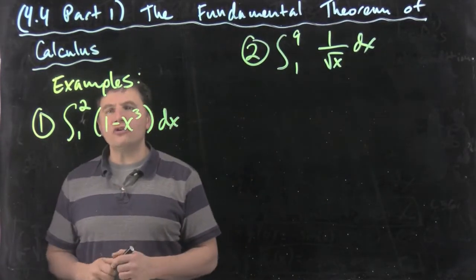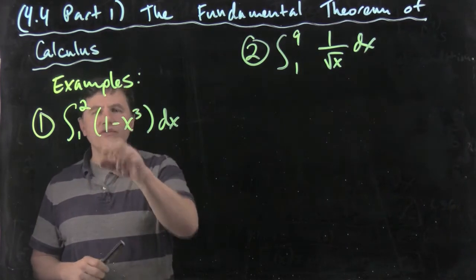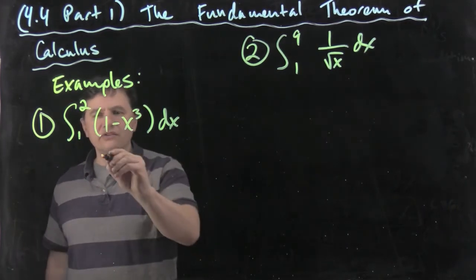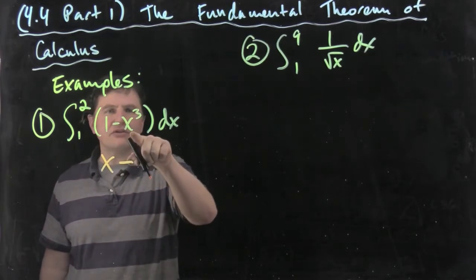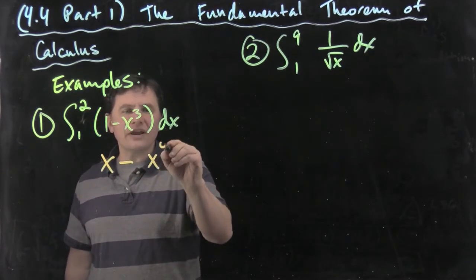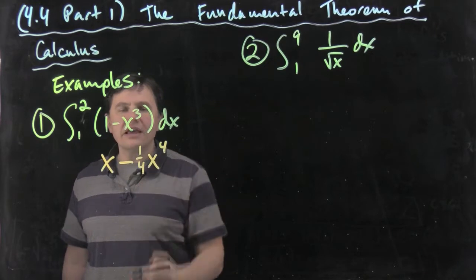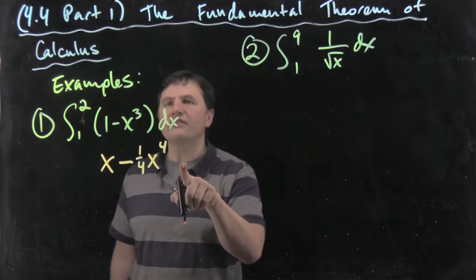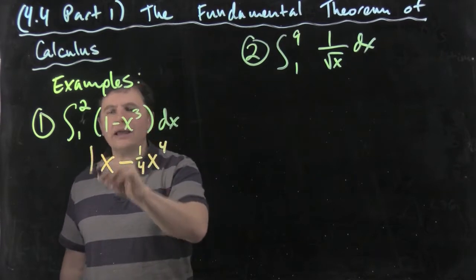So the first thing you want to do with any of these is find the antiderivative. So the antiderivative of 1 is x minus, and then the antiderivative of this is, we'll raise that to the fourth power, have a 1/4 in front. Now, always the right antiderivative. Now, in this case, we don't need the plus c, and I'll explain why in a moment.